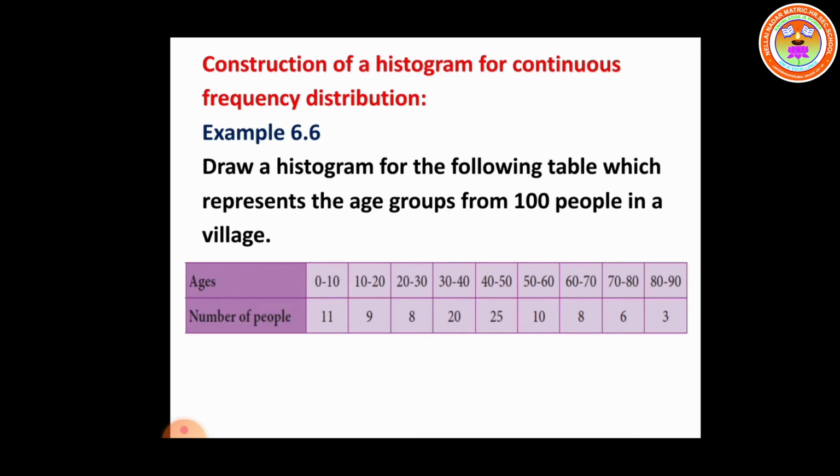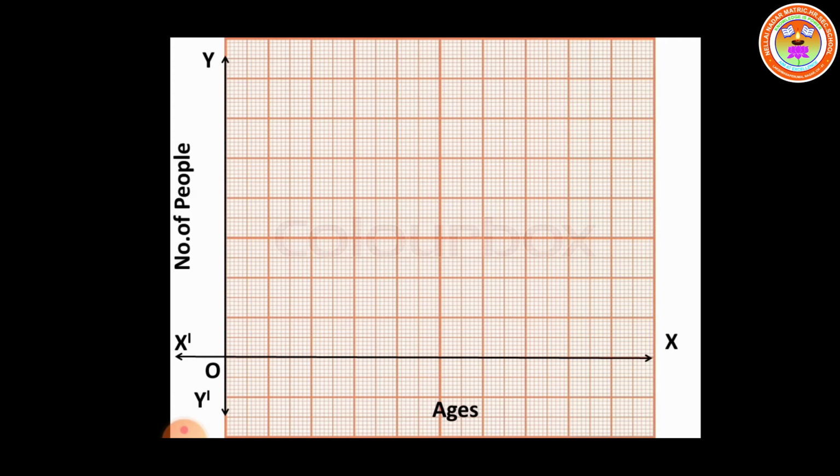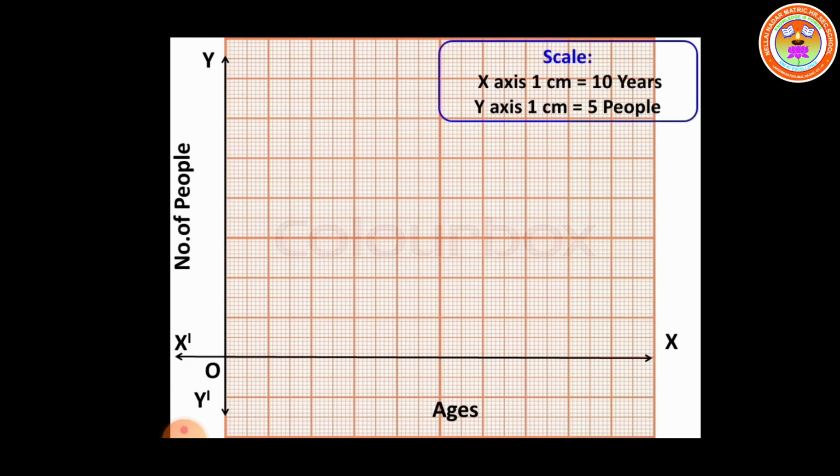Let us see how to draw the histogram. First we have to draw the x-axis, give the name X and X dash, and next draw the y-axis, give the name Y, Y dash. Their intersection is the origin, O, that is 0, 0. Next, on the x-axis we represent ages and on the y-axis we represent the number of people. Next is the scale. On the x-axis 1 centimeter we will take 10 years and on the y-axis 1 centimeter we will take 5 people.